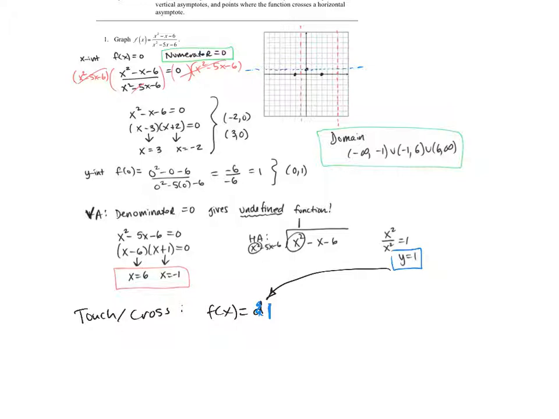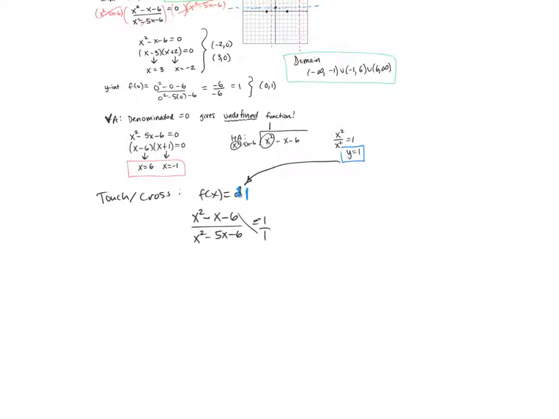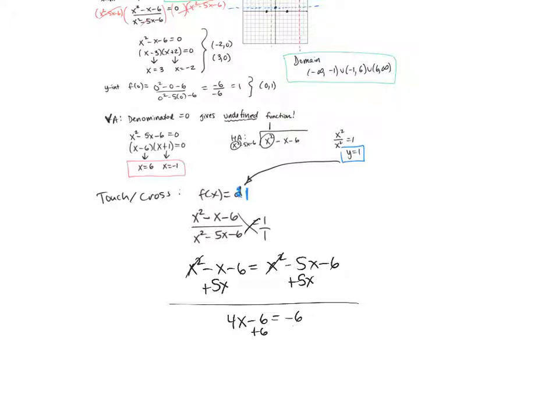All right, so we take our function, x squared minus x minus 6, all over x squared minus 5x minus 6, and set that equal to 1. And then I like to just set cross products equal. So I get x squared minus x minus 6 is equal to x squared minus 5x minus 6. And I'll add 5x to both sides. And so I've got 4x minus 6 is equal to negative 6. Add 6, and we'd get 4x equals 0. Dividing by 4, we get x equals 0.